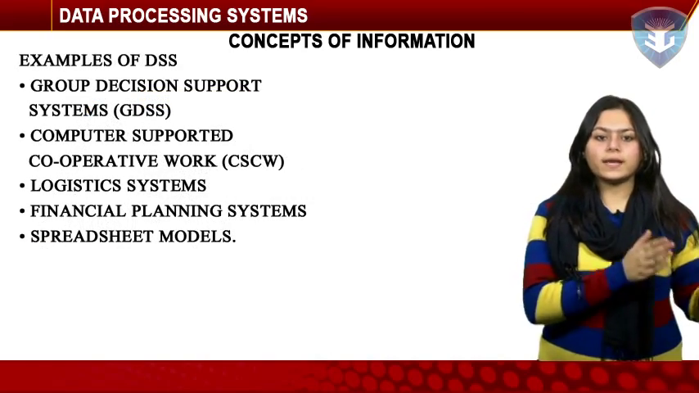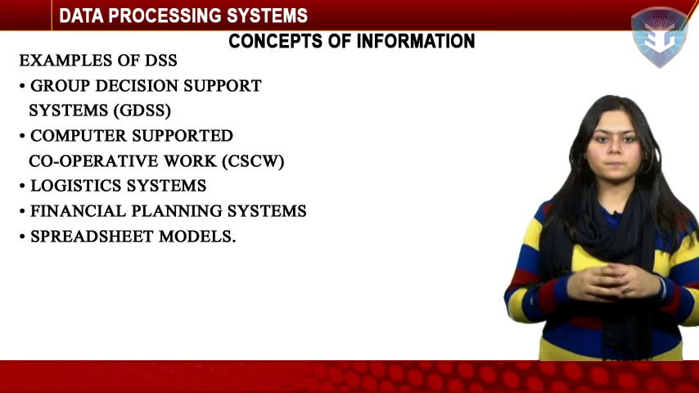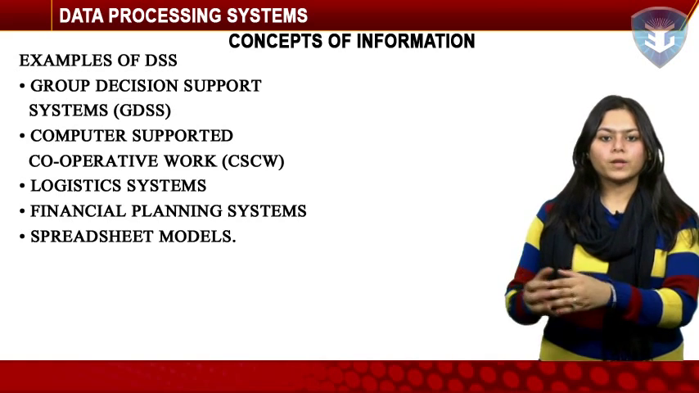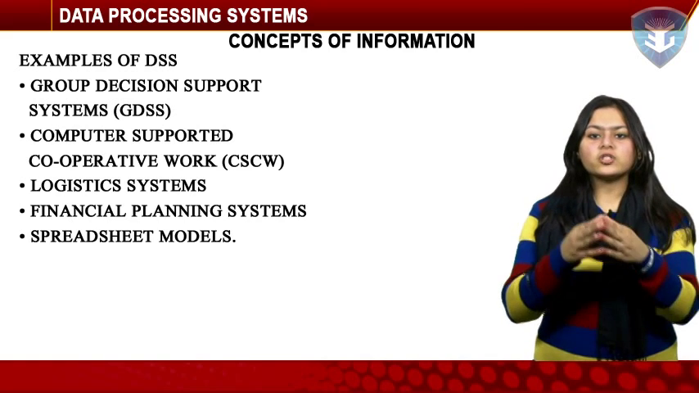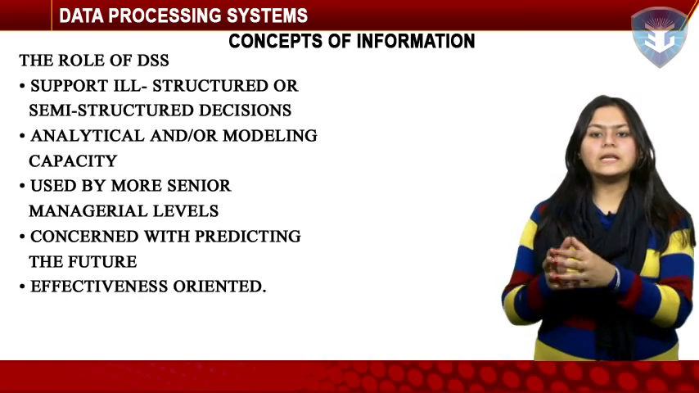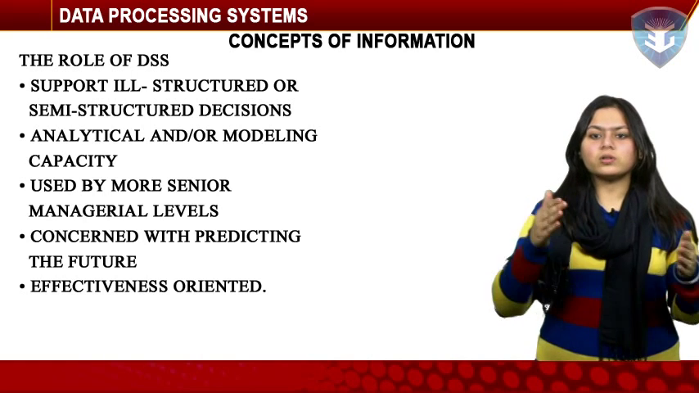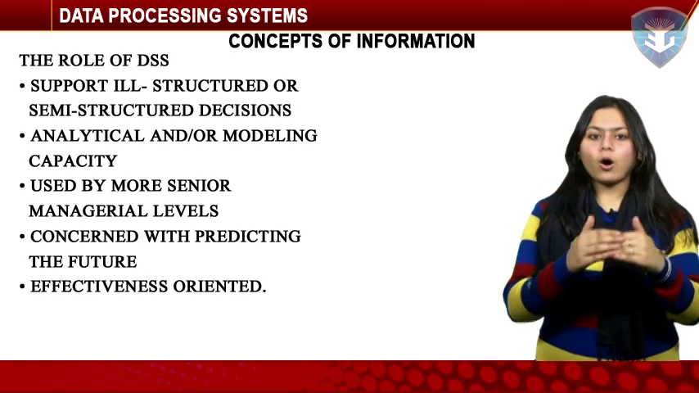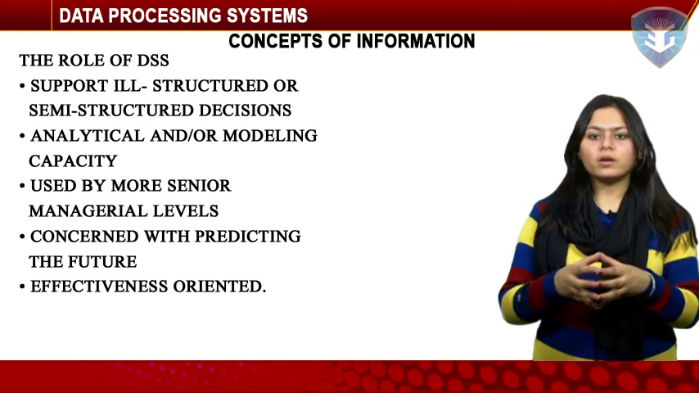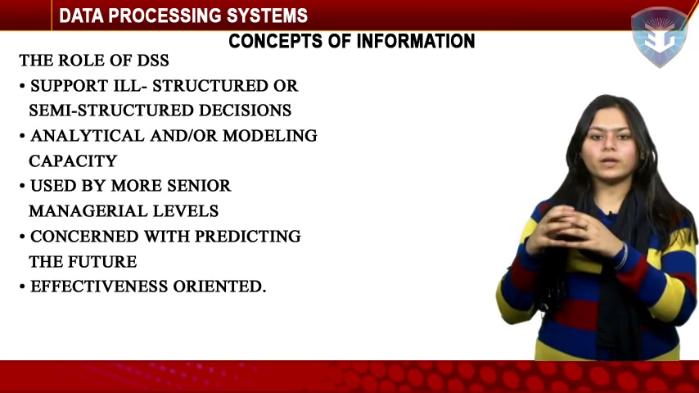Examples of DSS. Group Decision Support System, GDSS. Computer Supported Cooperative Work, CSCW. Logistics Systems, Financial Planning Systems, Spreadsheet Models. The role of DSS. Support ill-structured or semi-structured decisions. Analytical or modeling capacity. Used by more senior managerial levels. Concerned with predicting the future. Effectiveness oriented.